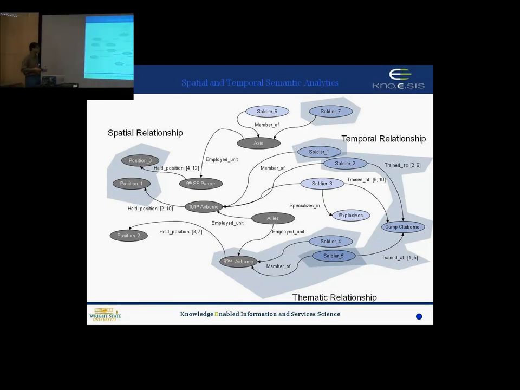Now again, in this particular graph, what we are trying to do is illustrate the spatial relationships present between entities and the thematic relationships present between entities. Thematic entities, to summarize, represent what particularly happened.